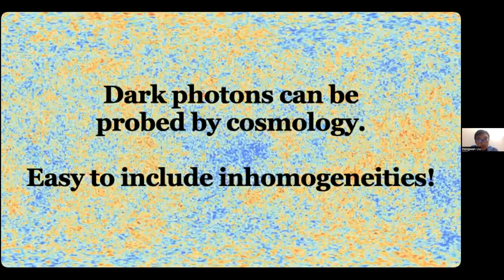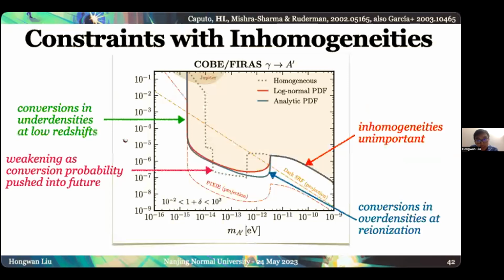CMB distortion. Yeah, so for CMB, the example I showed you was photon disappearing into dark photons. So this one has no assumption being made on A primes being the dark matter whatsoever. Like A primes just have to exist; they don't have to be the dark matter.